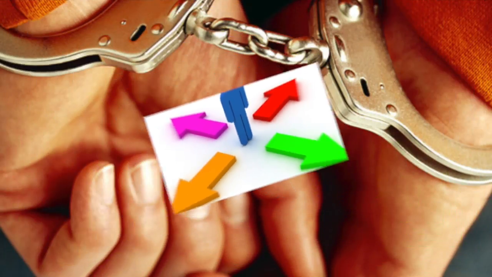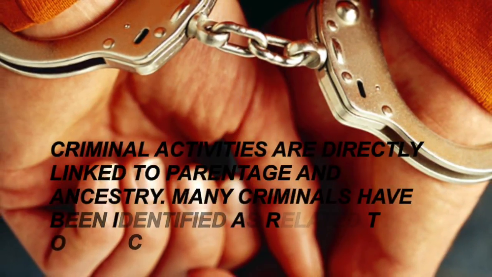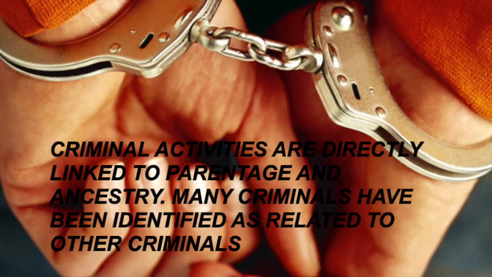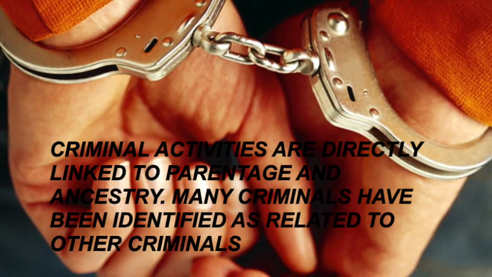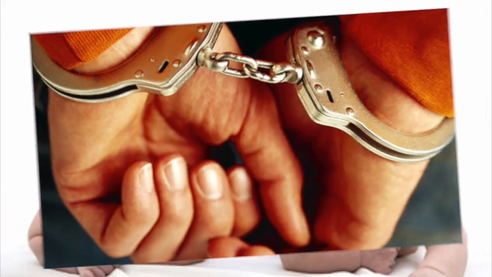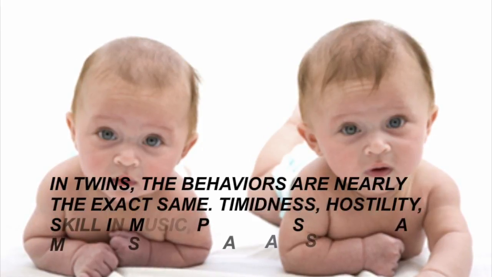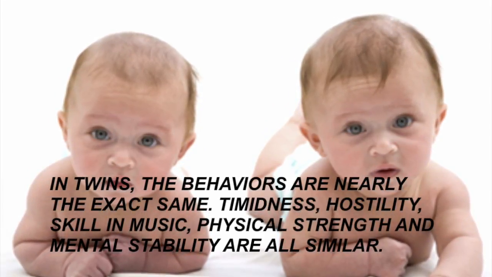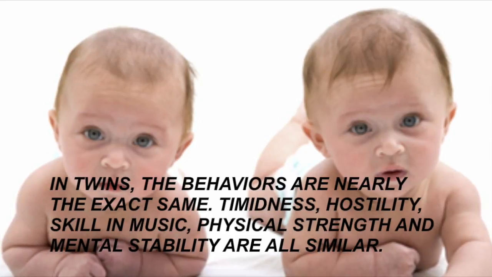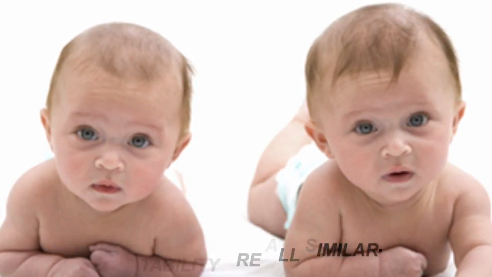Tales of genetic influence on our lives include our sexual orientation, what people find attractive, intelligence, aggressiveness, humor, and physique. Criminal activities are directly linked to parentage and ancestry. Many criminals have been identified as related to other criminals, such as El Chapo and his father. In twins, the behaviors are nearly exactly the same. Timidness, hostility, skill in music, physical strength, and mental stability are all very similar.